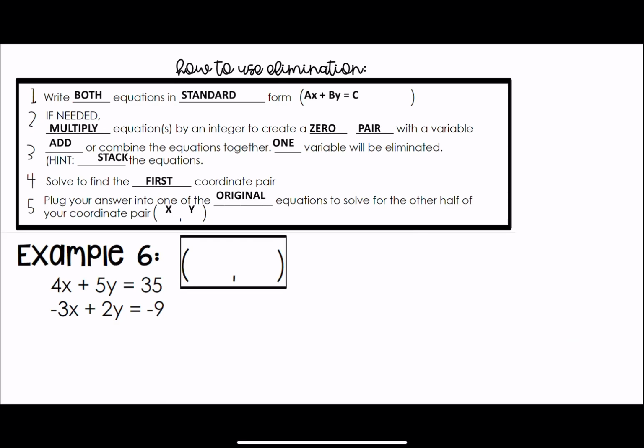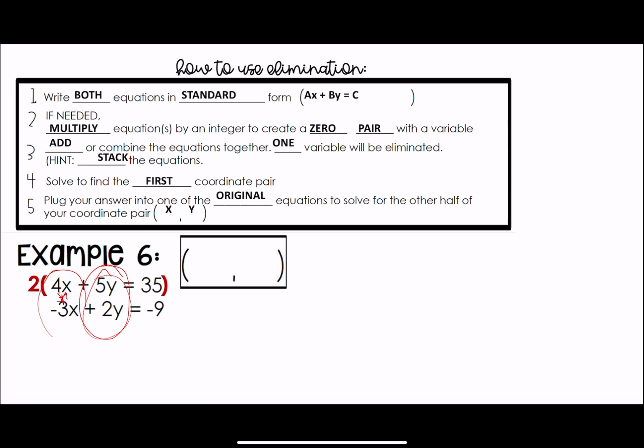Uh-oh. Right away, you see opposite signs on this one. But no matter what, I can't multiply just one of them to get it to work. Guess what? You're going to have to multiply both of them this time. So I am going to use this one right here because I like the number 10. 10 is easier to work with than whatever that 12 would have gotten us.